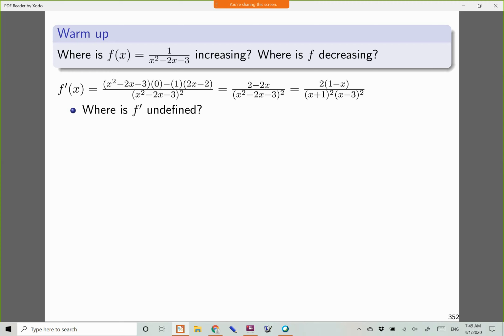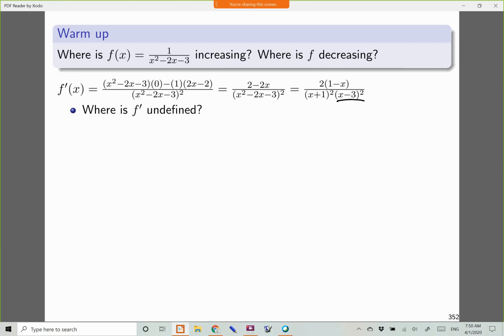This is where we need to ask ourselves, is there any possibility that f prime could be undefined? And well, we have a fraction, so we should be careful. The problem that could occur is that the denominator could be 0. So we should ask ourselves, what values, if any, of x could possibly make the denominator 0? And you'll notice that if you plugged in x is -1, then this part there would become a 0. If you plugged in x equals 3, then this part over here would become a 0. So those are values of x that would cause problems.